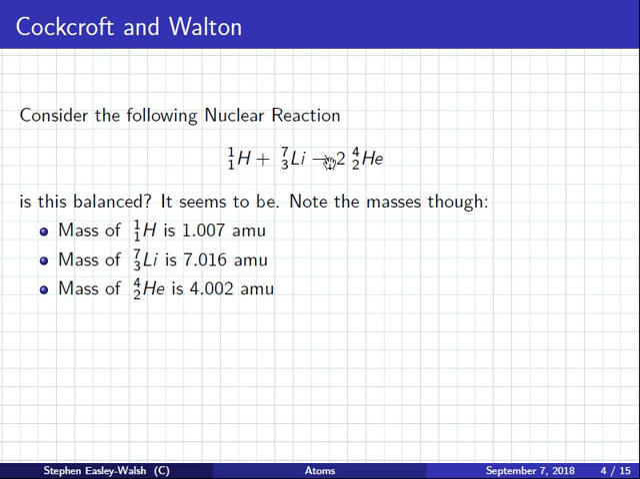Now, on the right, since you have the calculator handy, could you do 2 multiplied by 4.002? 8.004, yeah. On the right, 8.004 AMU. Now what's the problem here? Which mass is bigger, the left or the right? The left. Now that's a problem, isn't it?